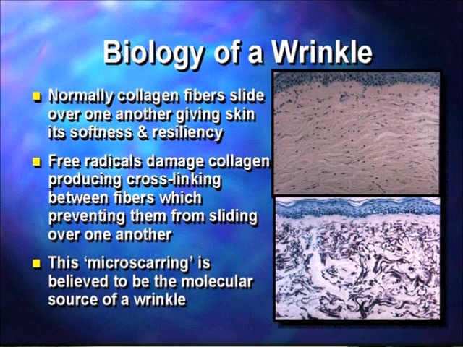So the way we think of the biology of a wrinkle is that normally the collagen fibers can glide over one another, giving skin its softness and resilience. But with continued sun damage and the free radicals forming cross-linking of these collagen fibers, the skin tends to lose that resilience. And really, this microscarring at a molecular level is felt to be the cause of a wrinkle.